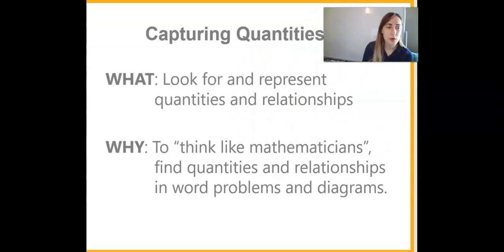So at this point, we're going to work on our capturing quantities routine, which is going to help us look for and represent quantities and relationships. And the reason why we're going to practice this today is because it's going to help us think like mathematicians to find quantities and relationships in word problems and diagrams. So let's now go back to our problem, and I'm going to ask that you create a diagram that you think represents the important quantities and relationships in this problem.